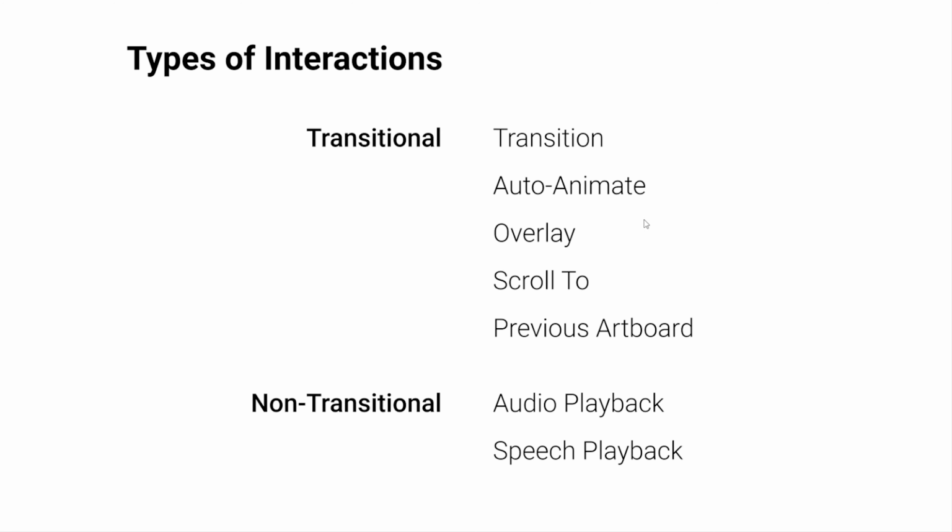The next option is overlay, and with this option you can create hovering menus or different options as an overlay on the same artboard. So you're not really transitioning to another artboard, you are just placing another artboard on top of this one as an overlay.